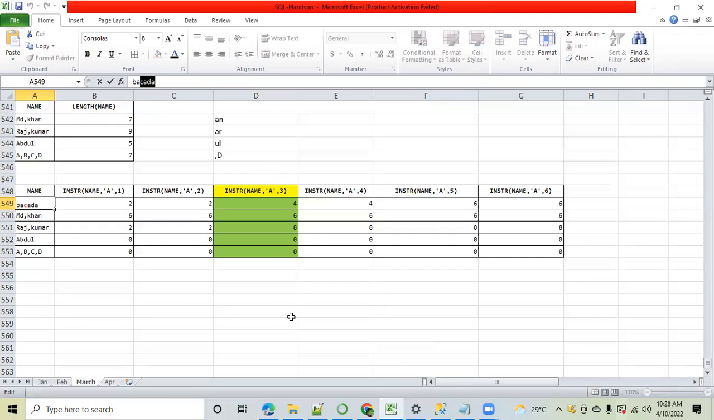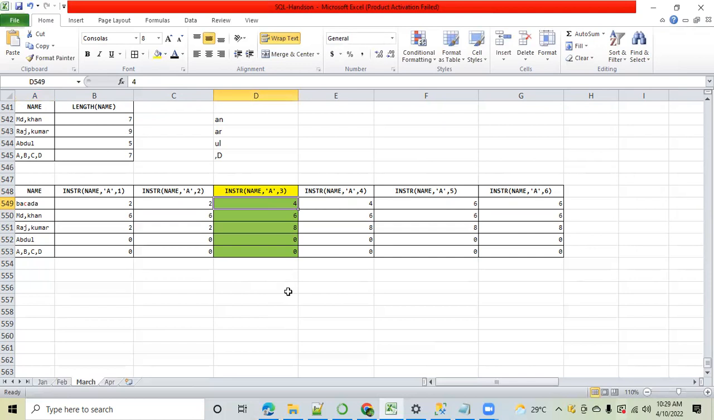And then I am telling the SQL engine that in this CADA, tell me the first occurrence of A. So which is the first occurrence of A? Immediately after C, this A, correct? Now, what is the position of this A? 4. First, second, third, fourth. That's why the output is 4 here.